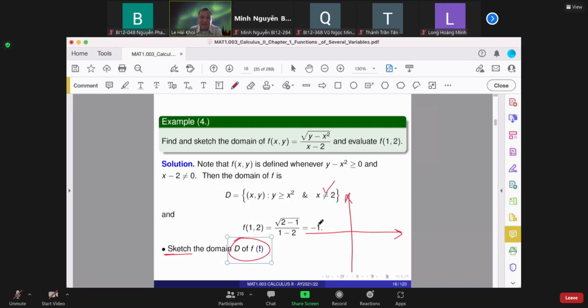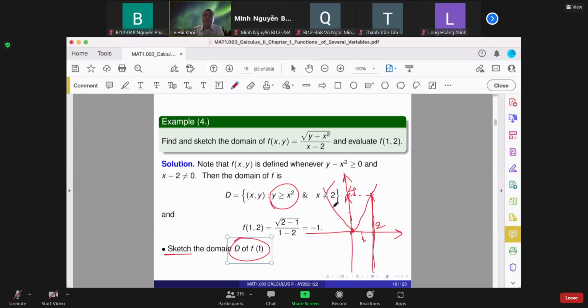First, an easy condition, x different from 2. So you should not have x equal to 2. And the second, y bigger than or equal to x squared. So x squared here, that x is 2, then this is 4. Right? So y bigger than or equal to x squared.